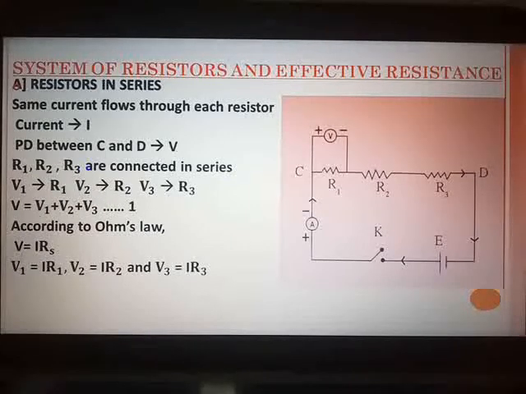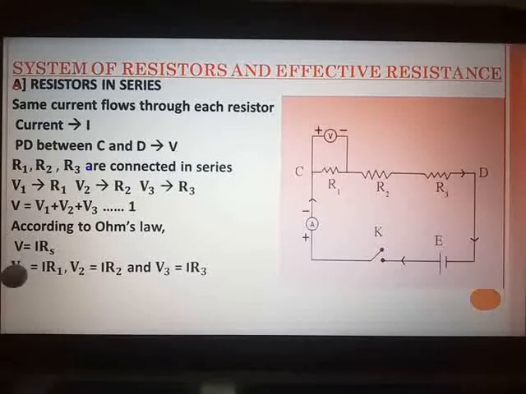Now we are going to apply Ohm's law. Just now we have studied Ohm's law: V is equal to I into R. Now here they have taken RS. Why S? Because the resistors are connected in series. And if it is a parallel combination, then we are going to take RP. So what will be V1? V1 is IR1, V2 will be IR2, and V3 will be equal to IR3.